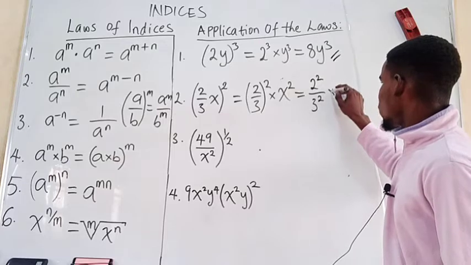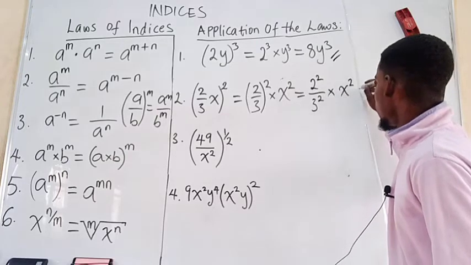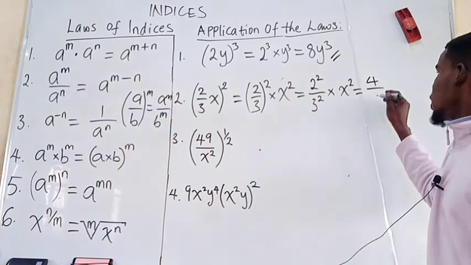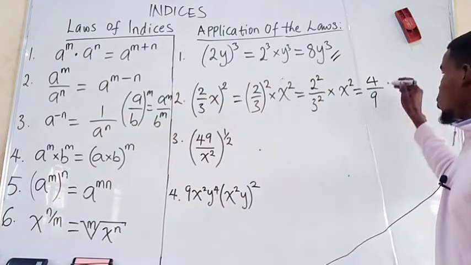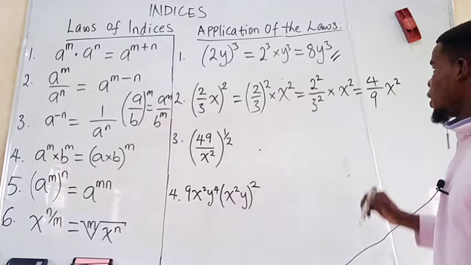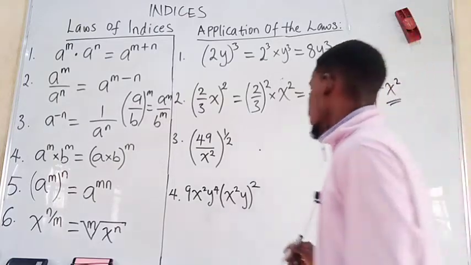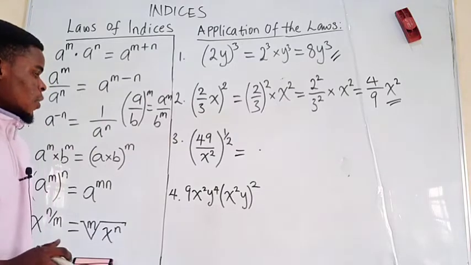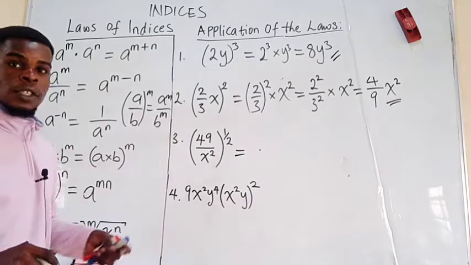Then we multiply it with x squared. So 2 to the power 2 here is going to be 4. Then 3 to the power 2 here is going to be 9. And then we just put down the x squared like that, right? And this right here is a nice place to stop for the second question. Now over to the third question.